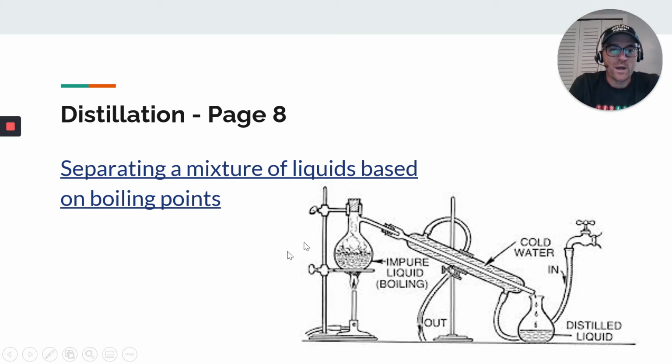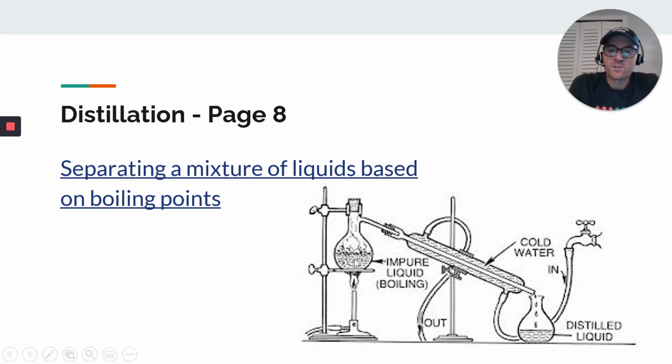We have a round bottom flask filled with a mixture of liquids. We start heating it, and guess what? The liquid with the lowest boiling point is going to start boiling first. So it's not like every single liquid in there is boiling, just one of them will start to boil first, and it's going to go up, and then it's going to travel through what's called our condensation tube, which is jacketed with cold water. We call it a condensation tube because guess what? It's going to cause that gas to condense back to the liquid phase.